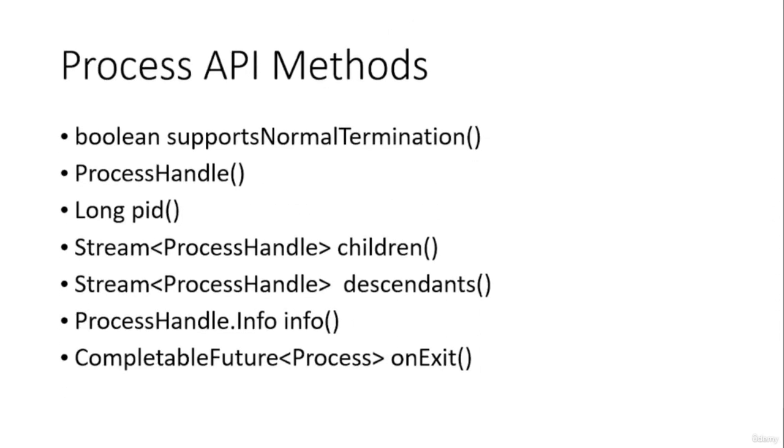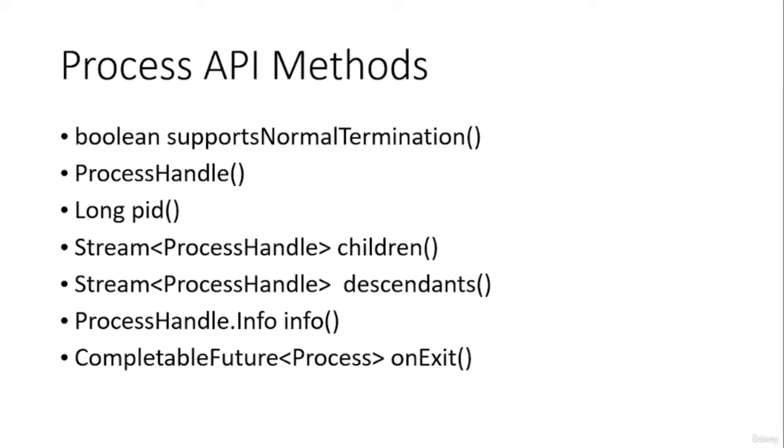Now let us see some of the methods which are present in the process API. Here we can see the methods. The toHandle method will return the ProcessHandle object, and the pid method will return the process ID of the particular process. Each process will have a unique process ID, and it will be returned using the pid method.